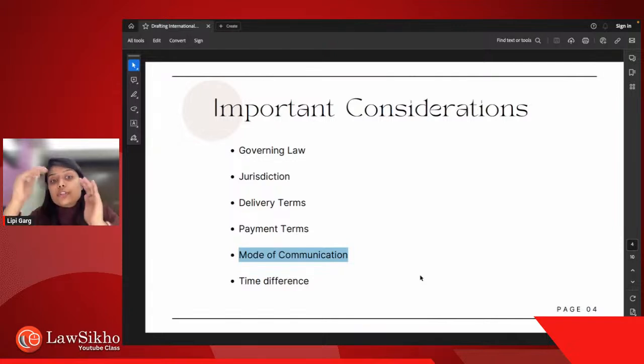And which are the official modes of communication, right? So you will have to list down those things as well. And then of course, if you have a calling number, then what is your calling number and what time can I call you? All of these things are also included in the mode of communication. Then is the time difference.